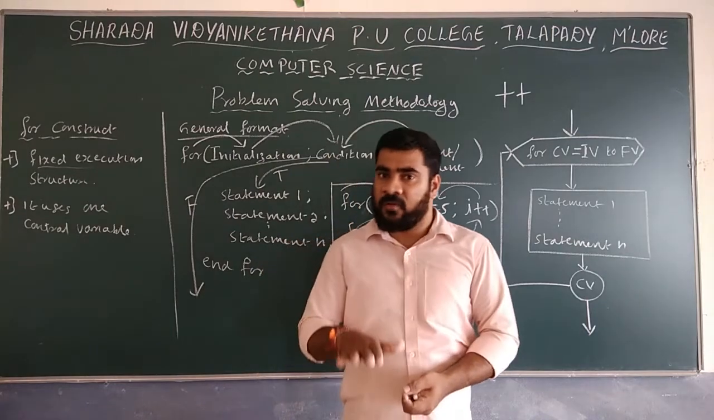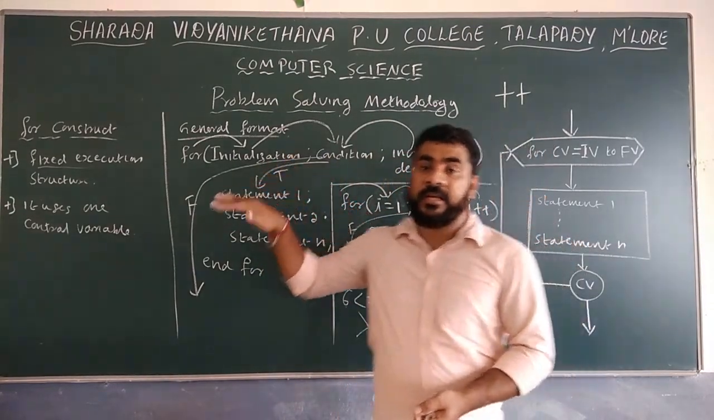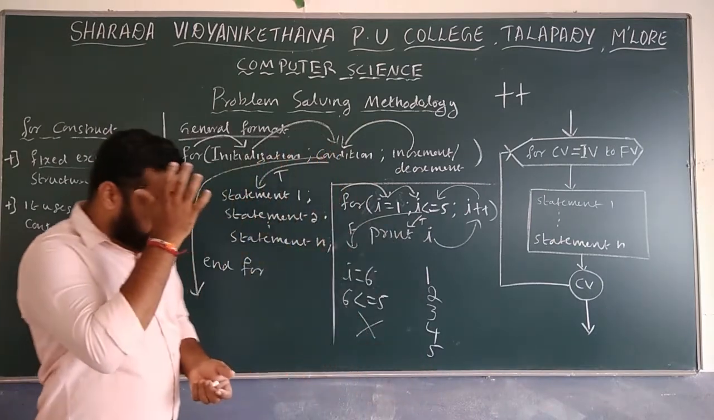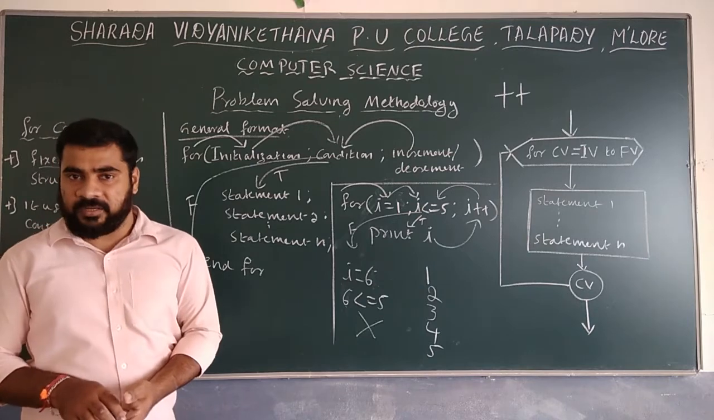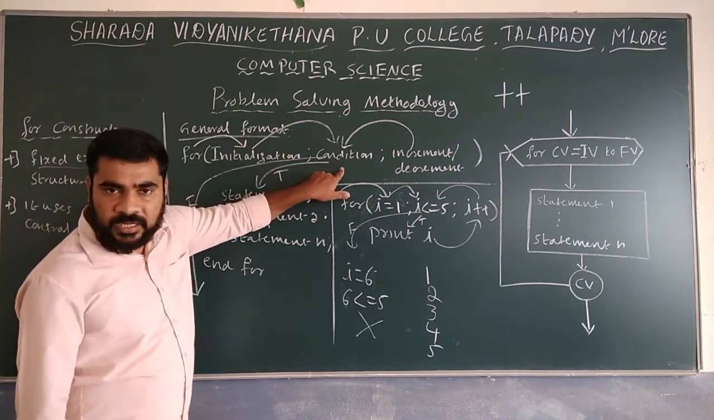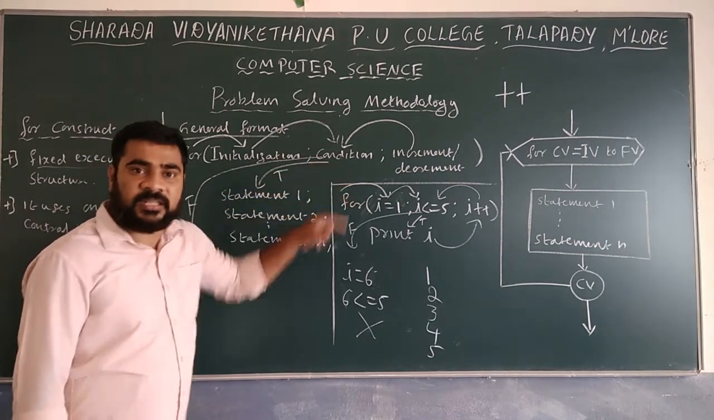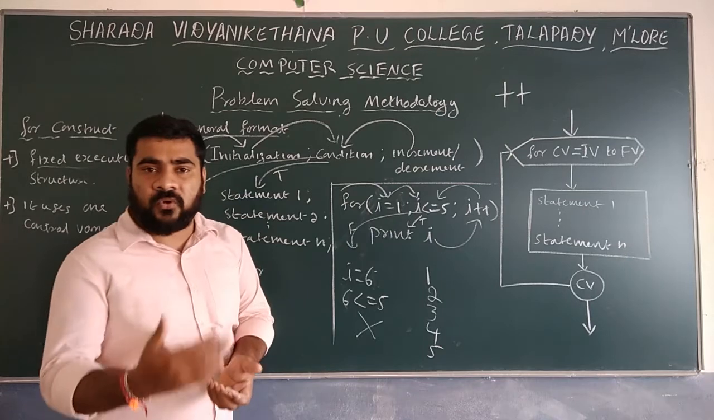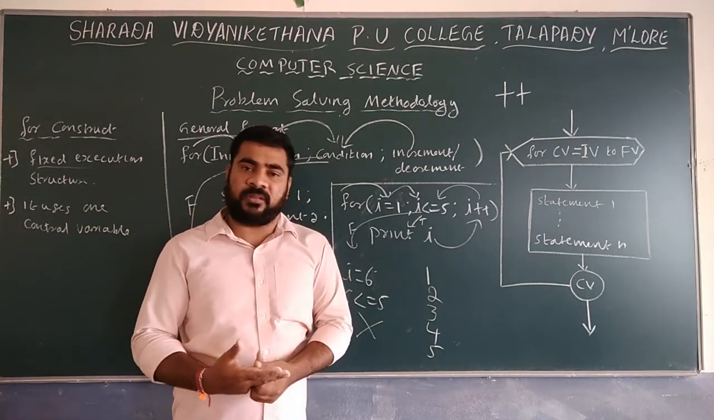Here is how it works. Once again, first is initialization. First, an initial value should be given, the first value to the counter variable. After that, check the condition, whether the condition is true or false. After checking the condition, we will get the output as true or false. Only two outputs are possible: either the condition may be true or the condition may be false.